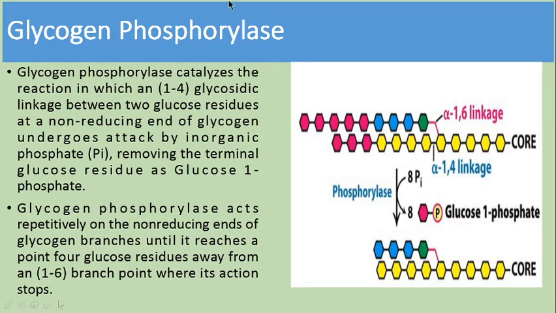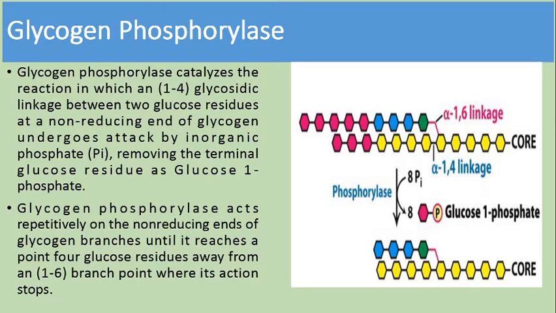So with the action of this glycogen phosphorylase, glucose will be phosphorylated, and this terminal glucose residue will be cleaved in the form of glucose 1-phosphate. It is not cleaved as free glucose. With the help of this enzyme, terminal glucose residues are cleaved one by one in the form of glucose 1-phosphate.